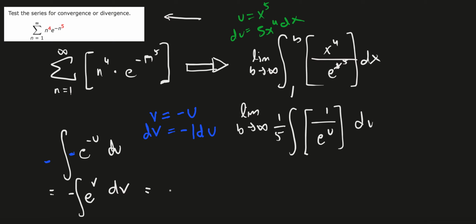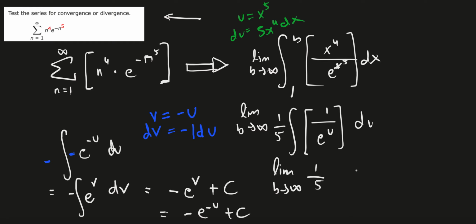This is just negative e to the v, and then plus c, which is negative e to the negative u plus c. That's it. This is what we wanted, really. It's easy, but if you forgot how to do it, there's always a quick little proof that you can use. So this is the limit as b approaches infinity of 1/5. This is really what you want.